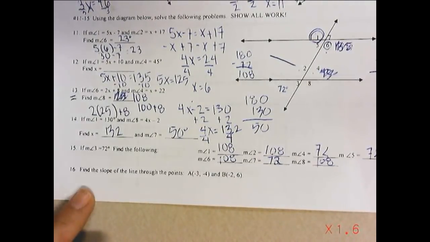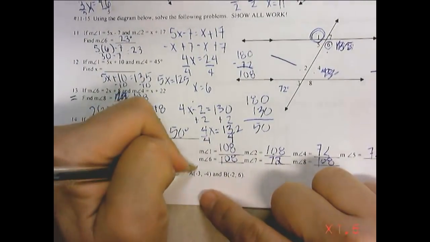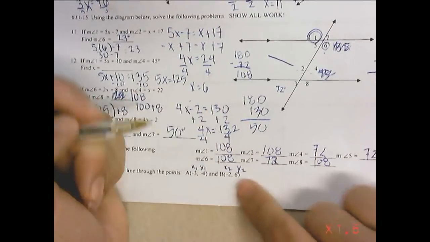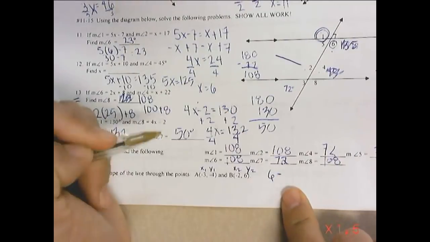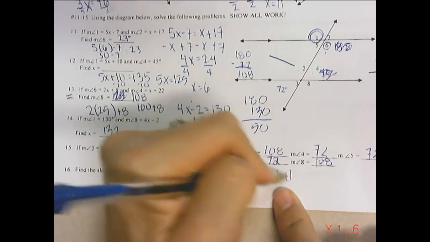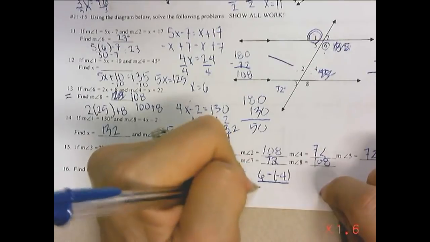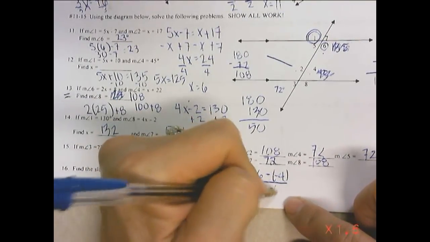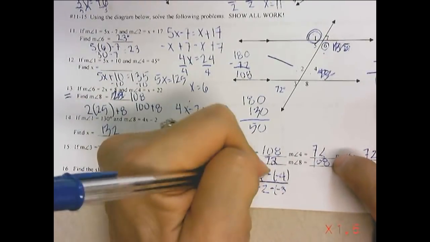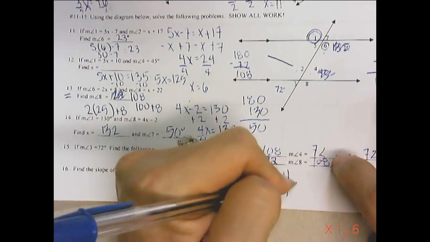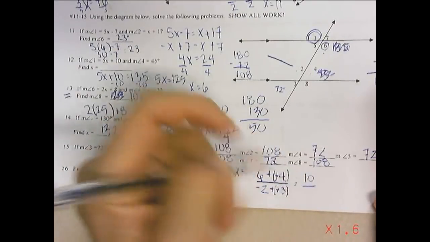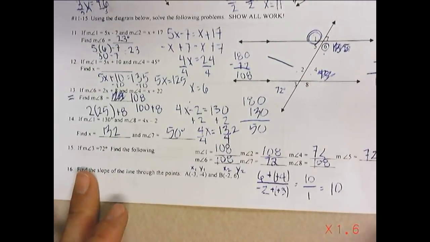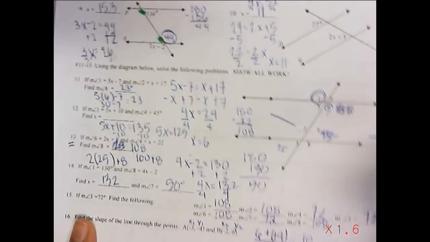All right, number 16 just asked me to find the slope. Remember, this is x1 and y1, x2, and y2. All right, I'm going to do 6 minus negative 4 over negative 2 minus negative 3. Remember, two negatives make a positive, so I'll end up with 10 over 1, which is simply 10. All right, there's the first 16.